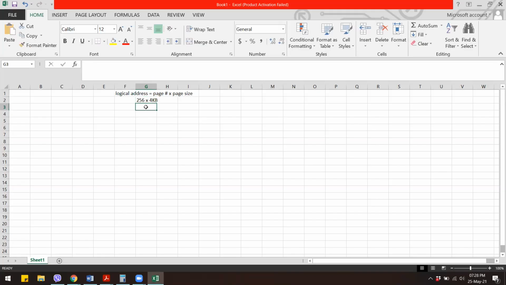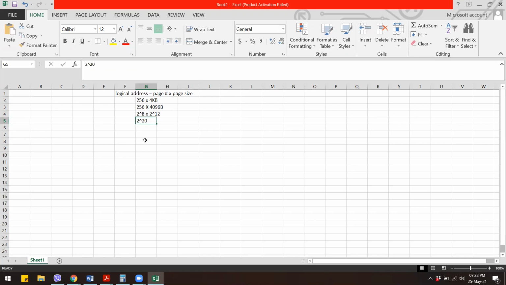That is the same as 256 multiplied by 4096, because 4 KB is 4096 bytes. 256 is the same as 2 power 8, multiplied by 4096, that is 2 power 12. If we multiply the two, we'll get 2 power 20. So in the logical address space, we have 20 bits.